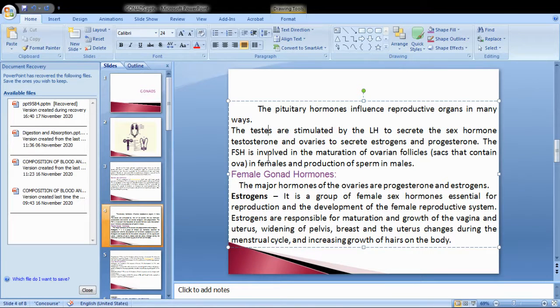The follicle stimulating hormone is involved in the maturation of ovarian follicles. Its function is the maturation of ovarian follicles.